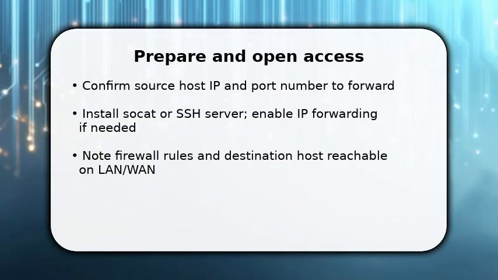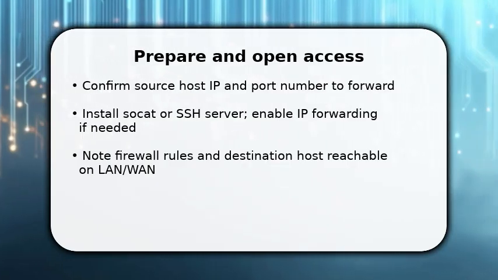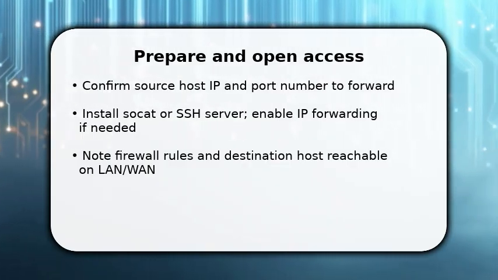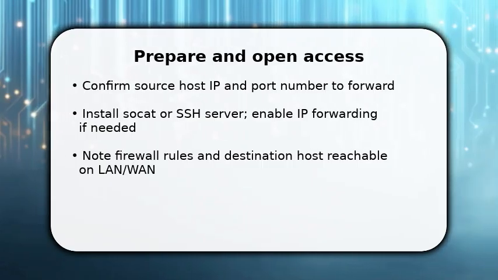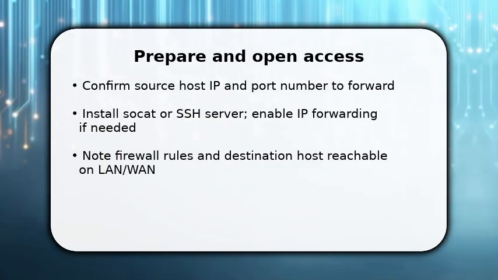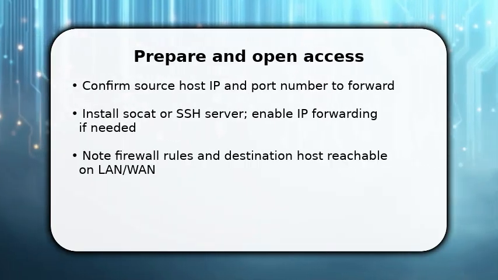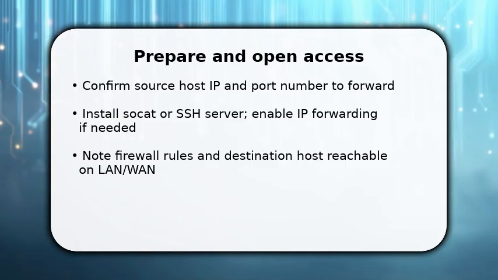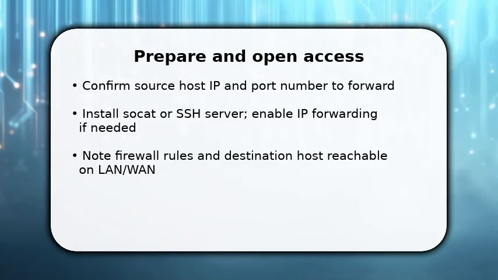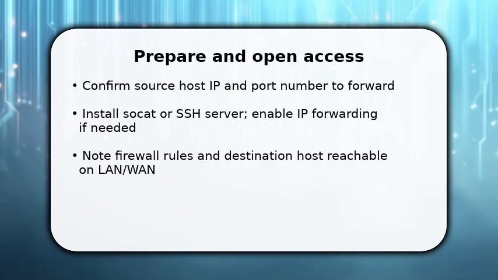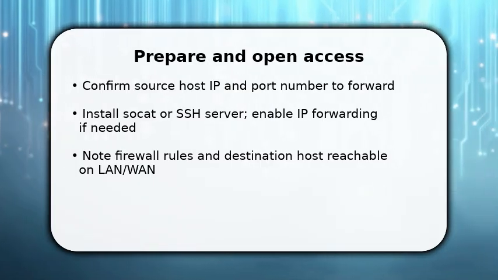You start by confirming the exact source host IP and the port you need to share. This is critical because an incorrect address breaks the whole chain. Once verified, install a lightweight tool such as Socat or ensure the SSH server is running. Make sure kernel IP forwarding is enabled and adjust firewall rules to allow the chosen port.